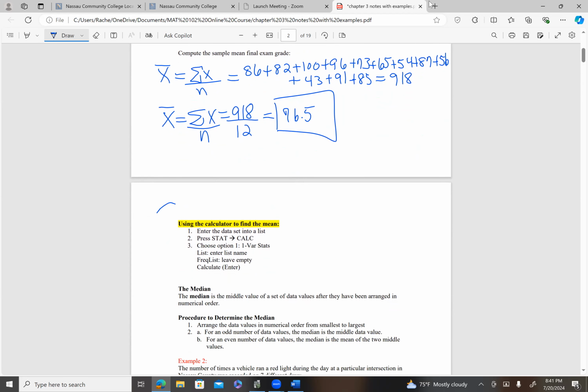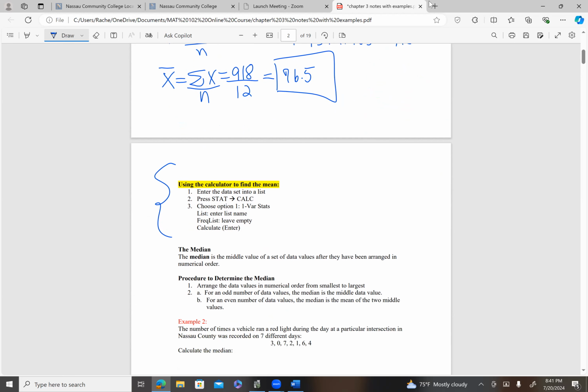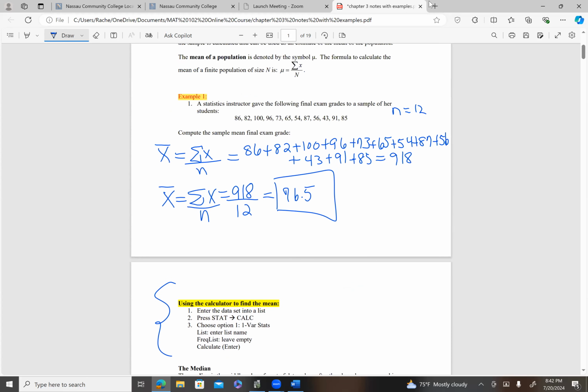So on the next section of your worksheet, I have using the calculator to find the mean, and I have the steps. So let's do this together. The first step is you have to enter this data set into a list in the calculator. And we've done this before. I showed you how to do this in chapter 2 in the previous videos. So if you have to pause it, go ahead, pause for a minute, and enter these 12 data values into a list in your calculator.